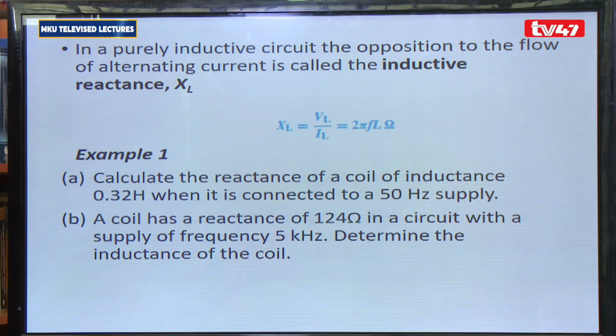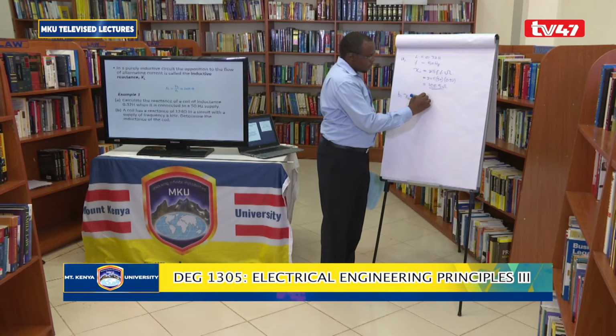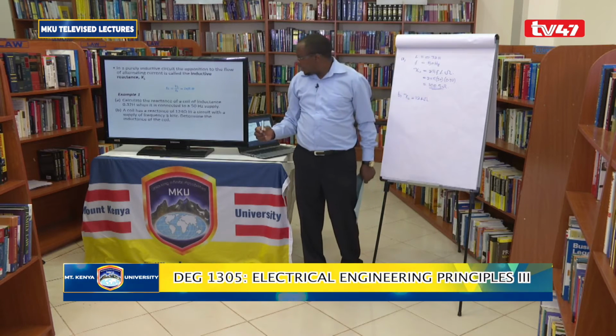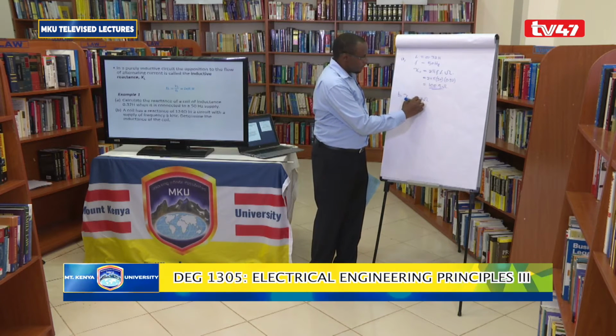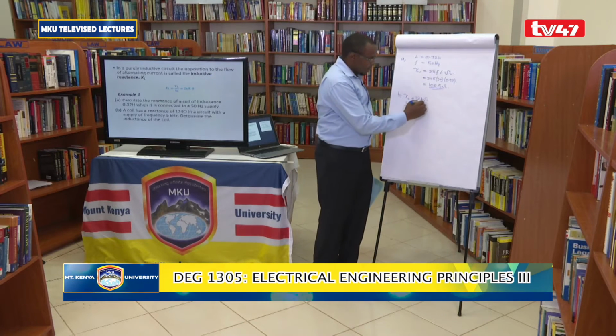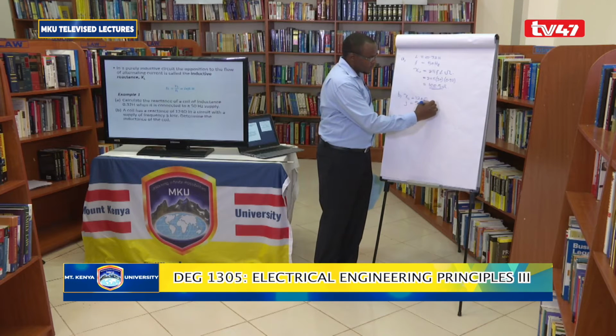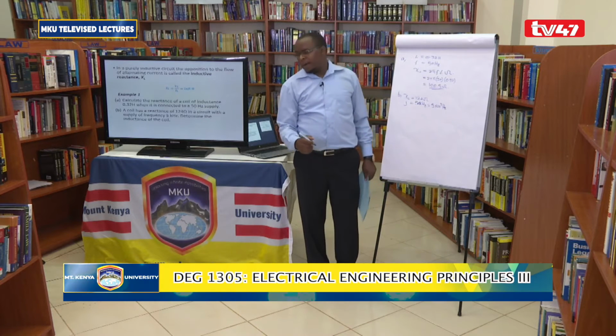So using the same formula, this is part A, this is part B, writing down first what you have been given. You have been given XL is equal to 124 ohms, and also you have been given frequency is equal to 5 kilohertz. Which means it's 5 times 10 raised to power 3 Hertz. Kilo means times 10 raised to power 3.